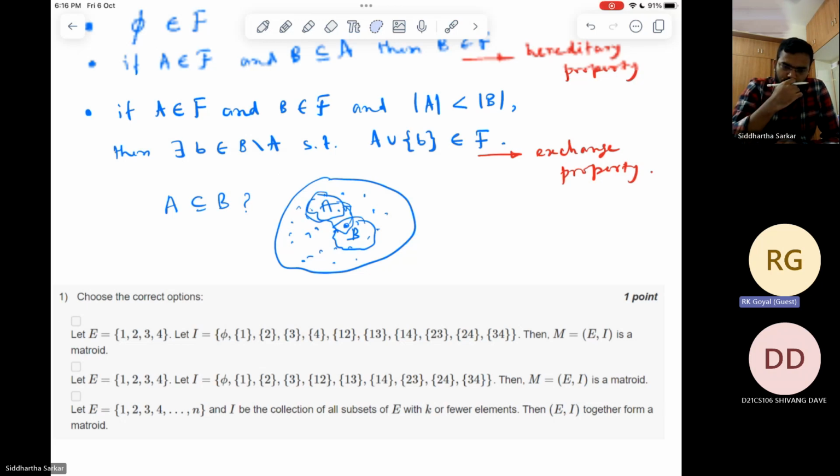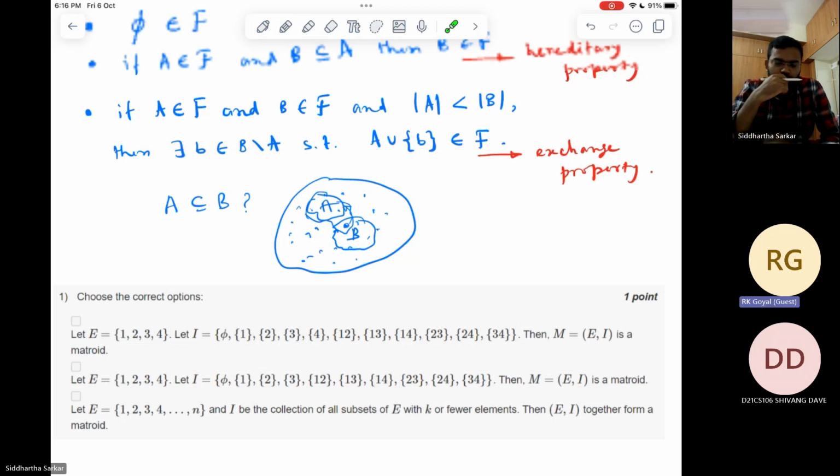Wherever I find that the cardinality of B is greater than A, like say if I take 1 and then 3, 4, then all the elements small b, which are the elements of B minus A, so 3, 4 are those elements. Therefore 1, 3, 4 should also belong to the family. But that is not the case here. So it seems that the exchange property is being violated here.